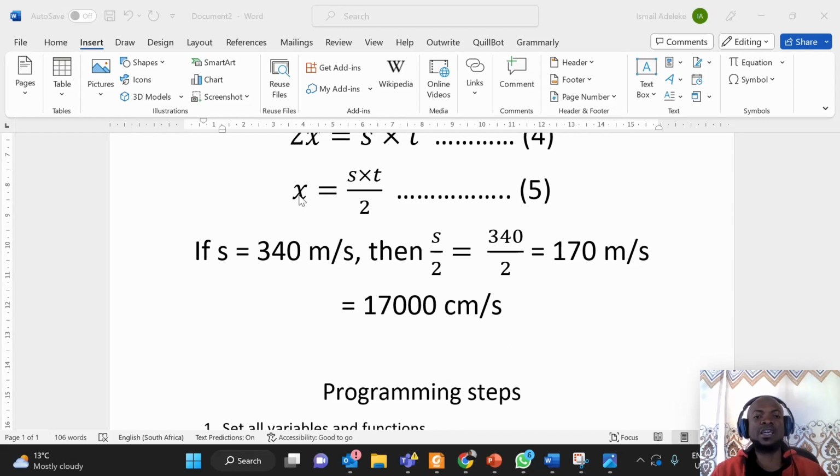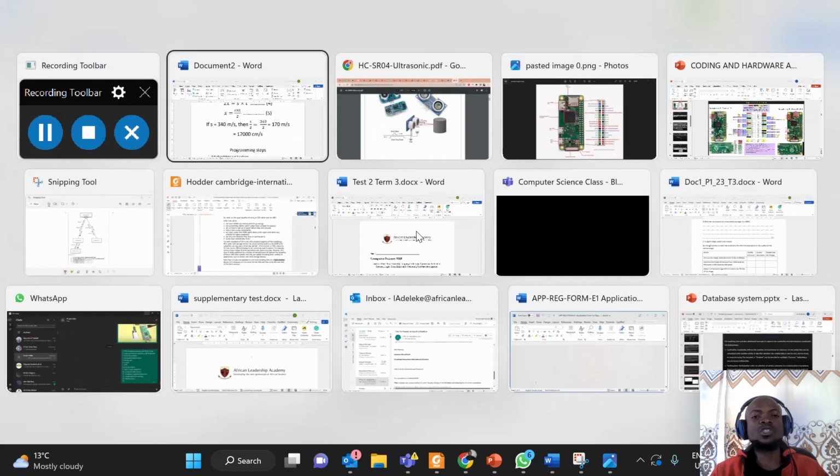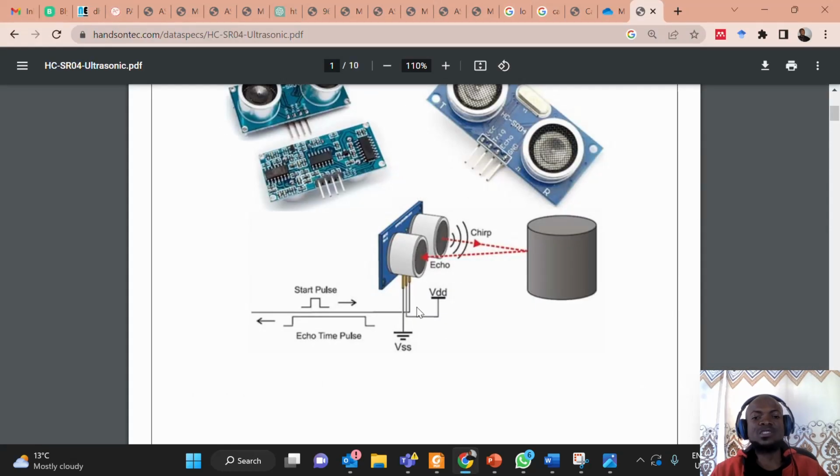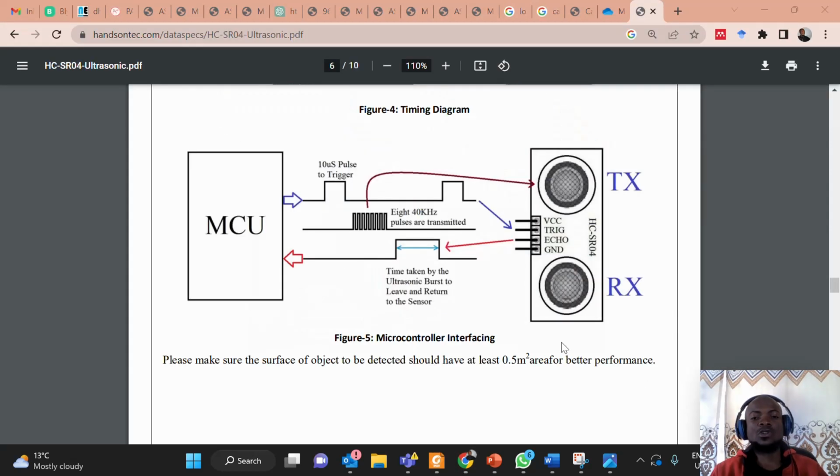So that implies that x, which is the distance between the sensor and the obstacle, is equal to 17,000 centimeters per second times time, or 170 meters per second times time, where time is what? It is the total time taken for the echo pin to be high. Okay, I hope this is well understood. So how do we now write the Python code? How do we write the Python code?